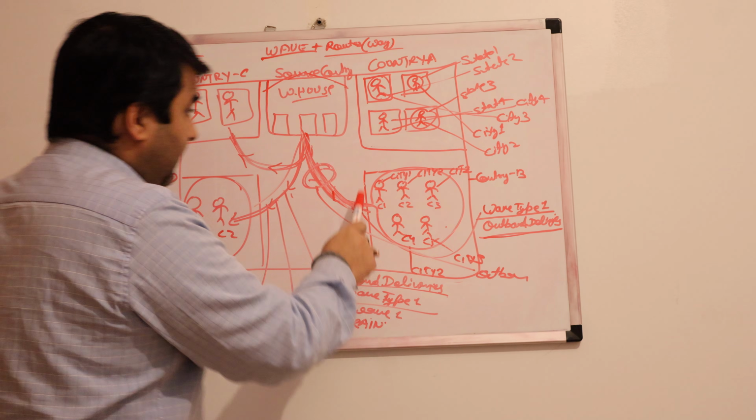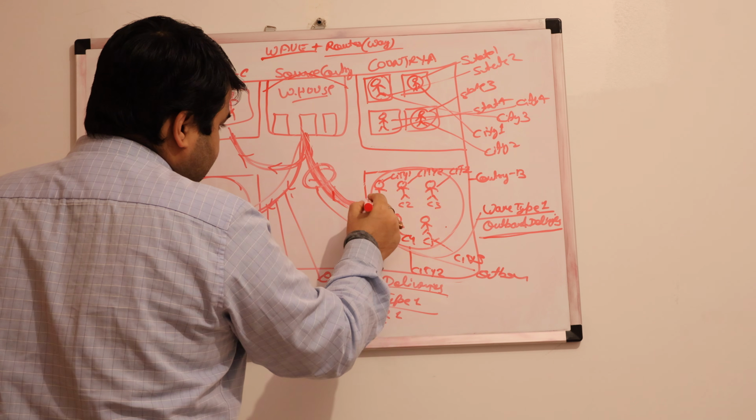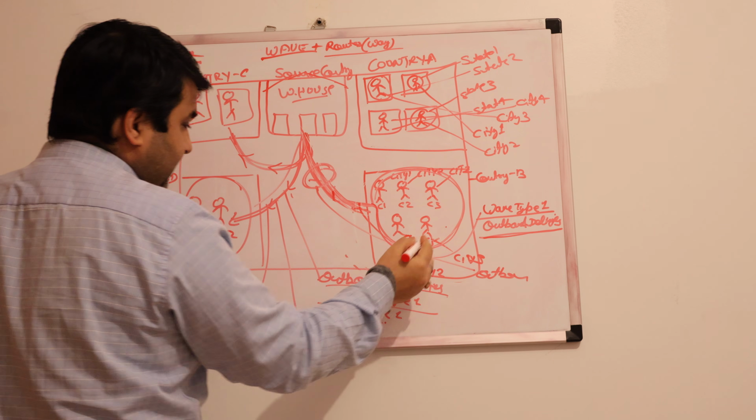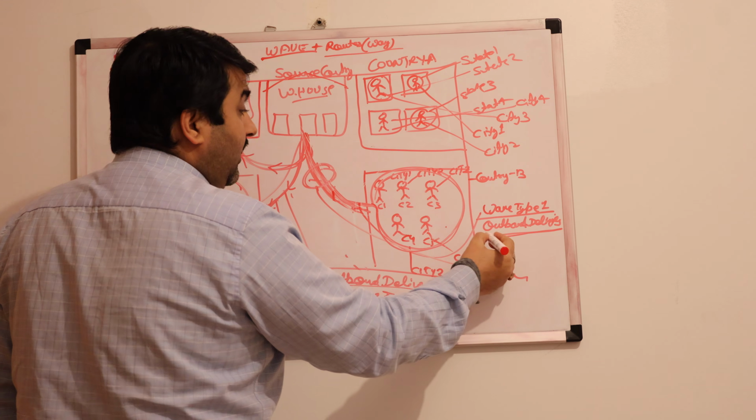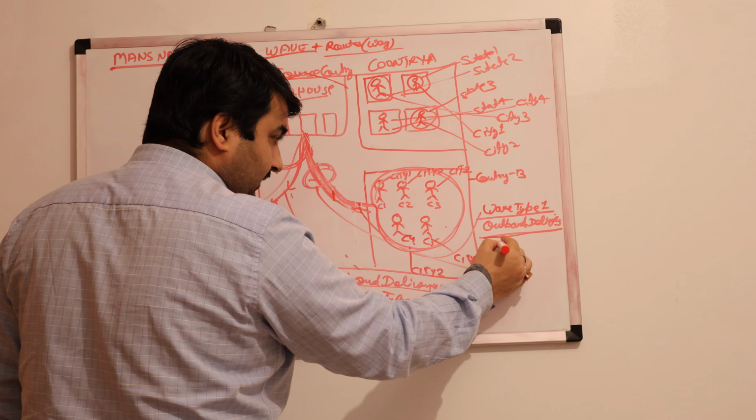So here we have the customers. This is the route. I will consider this wave type 1, or outbound deliveries, or wave 1.